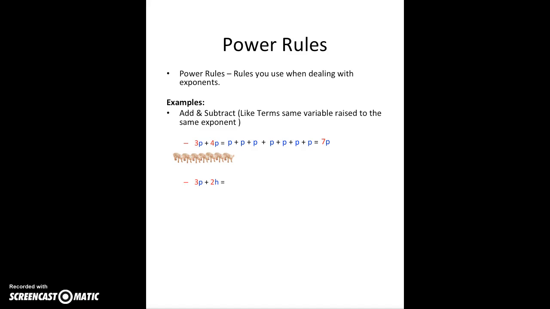Now, with addition and subtraction, we do have to remember that like terms are important. If we have something like 3p plus 2h, where they're different variables, they do not combine. So if we have 3 pigs and 2 horses, when we combine them together, we really just get 3 pigs and 2 horses.